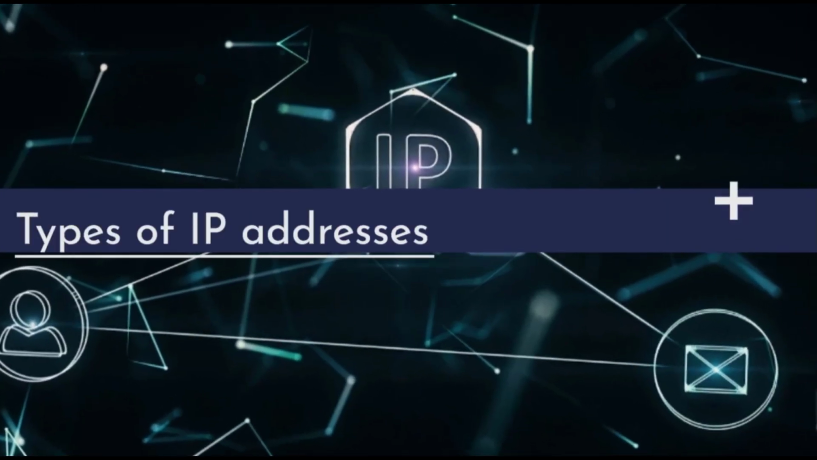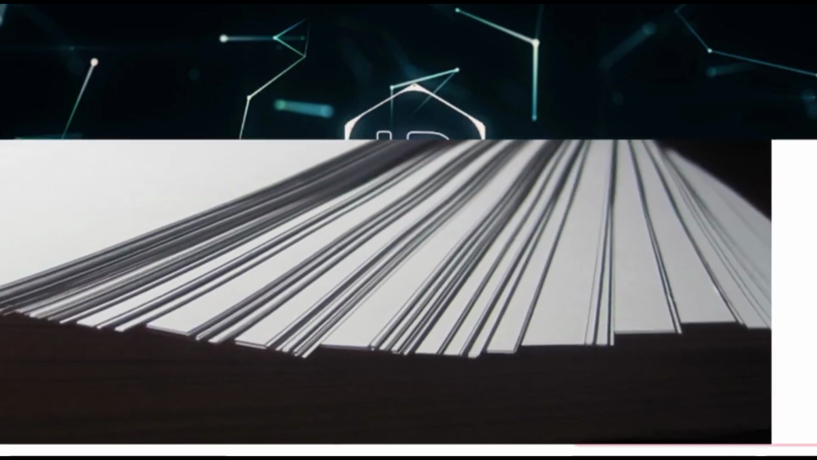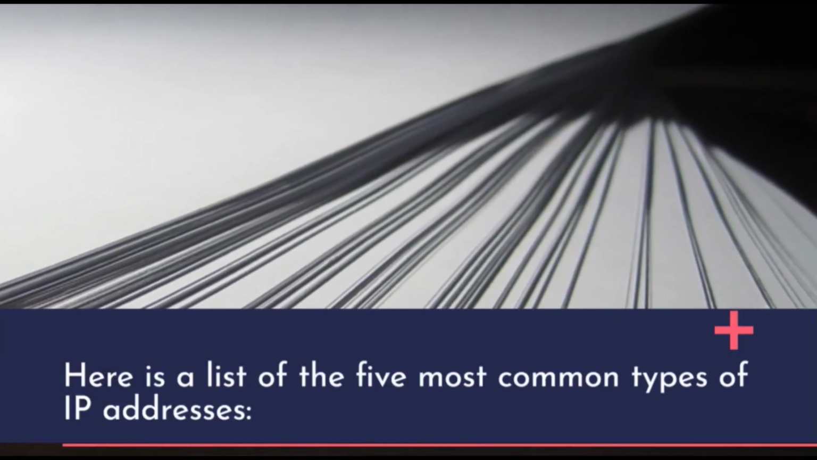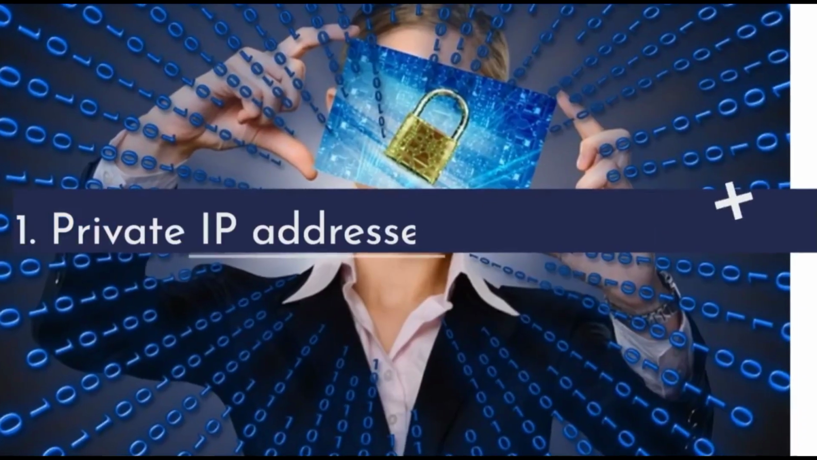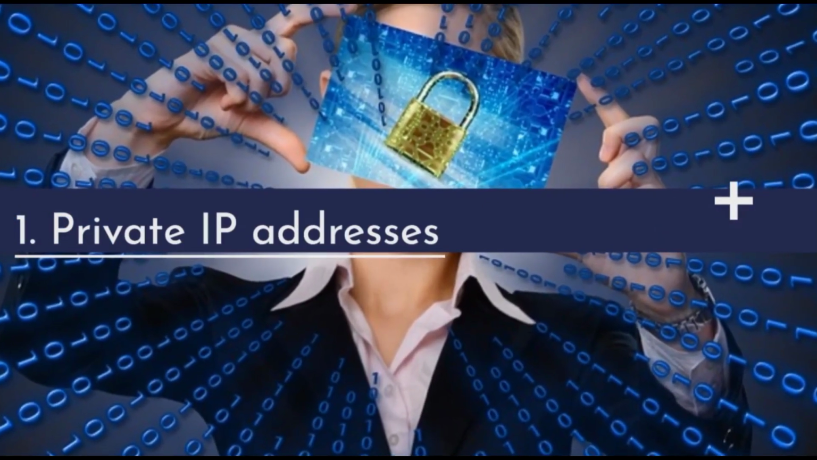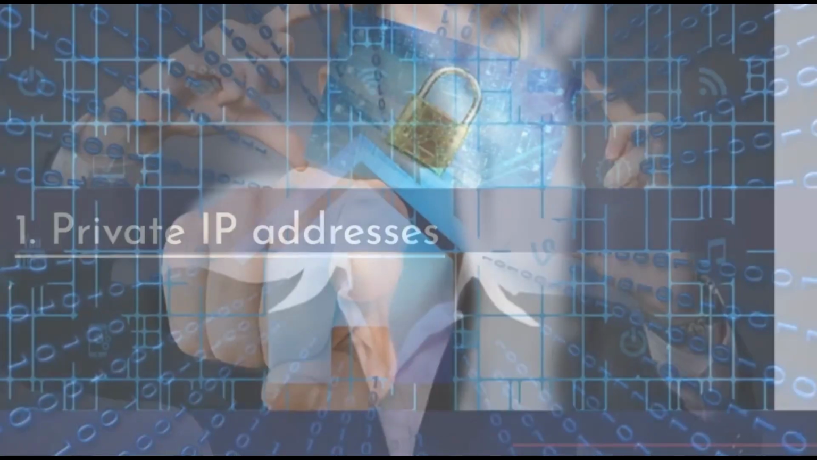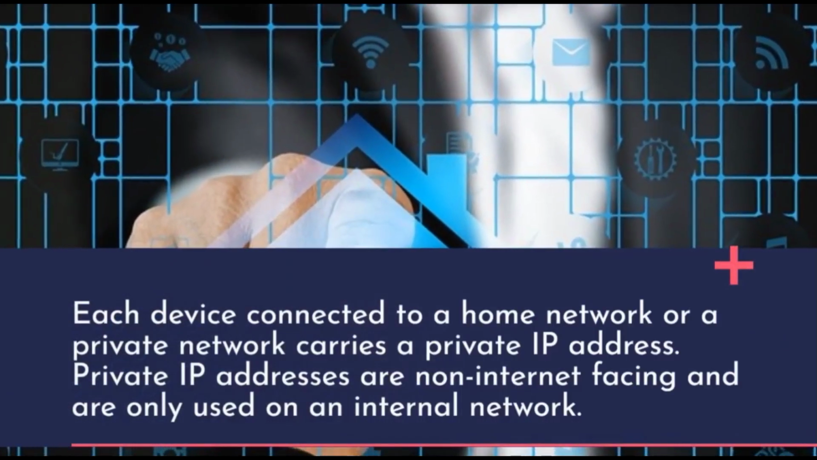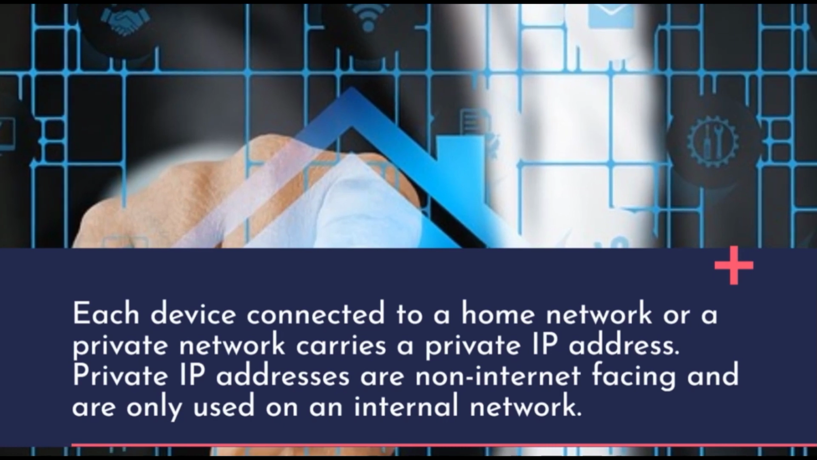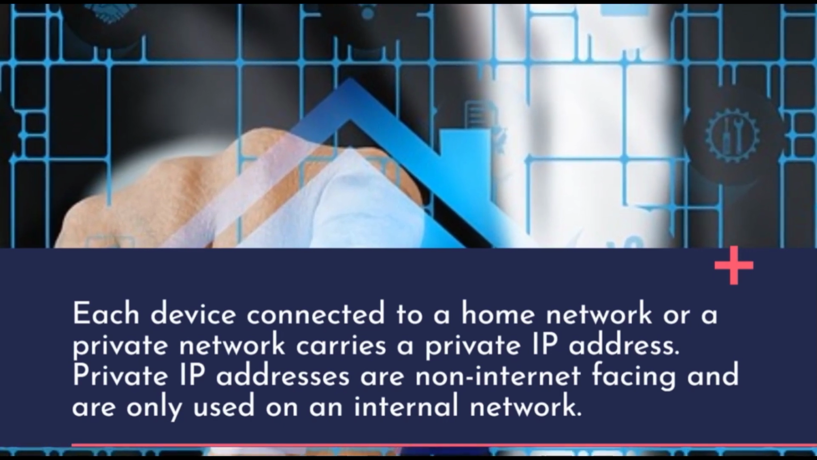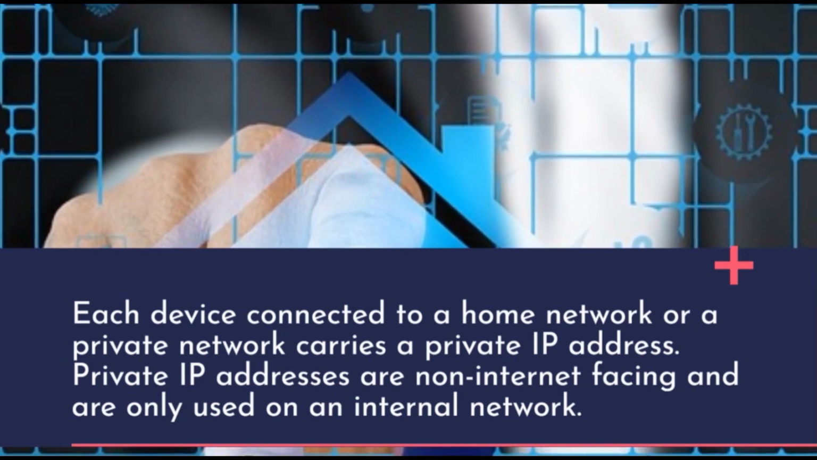Types of IP addresses. Here is a list of the 5 most common types of IP addresses. 1. Private IP addresses. Each device connected to a home network or a private network carries a private IP address. Private IP addresses are non-internet facing and are only used on an internal network.